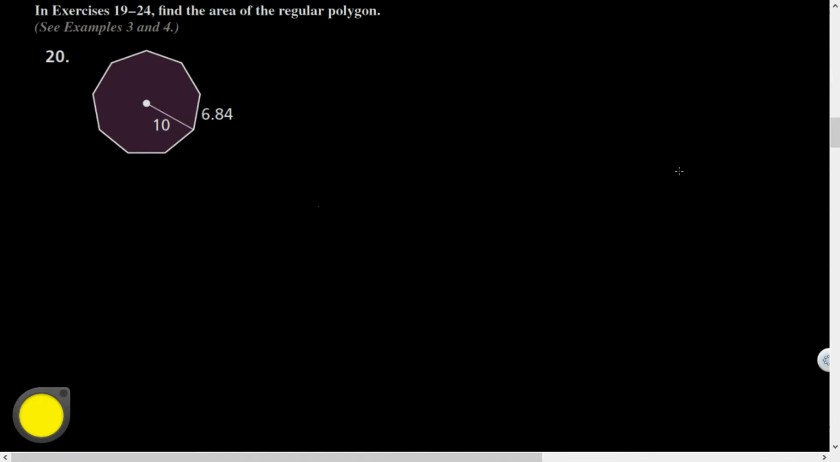Here's question 20. Find the area of the regular polygon. Now, I'm going to draw this little triangle right here and blow it up.